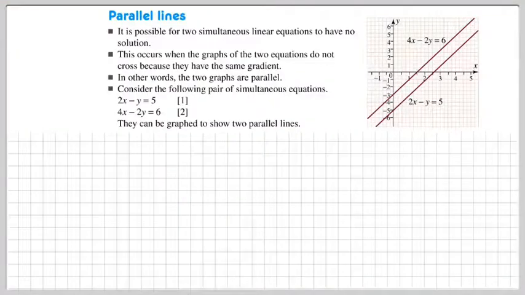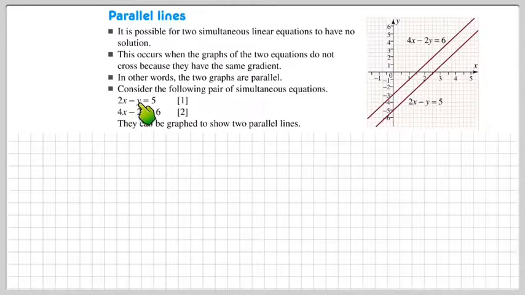That's what you do. Oh yes, for parallel lines, I thought I'd put something in here for you. It is possible for two simultaneous linear equations to have no solution. You can see over here, look, they're parallel. There's never ever going to be any point where they meet because they're running in exactly the same direction. That is, they have the same gradient. So this occurs when the graphs of the two equations do not cross because they have the same gradient. In other words, the two graphs are parallel. So in this particular pair of simultaneous equations, they are parallel.